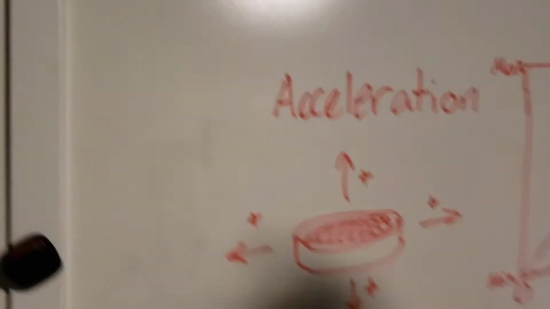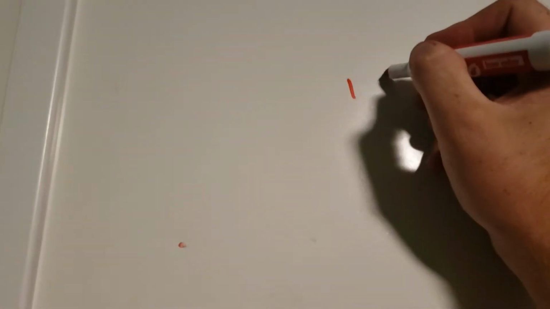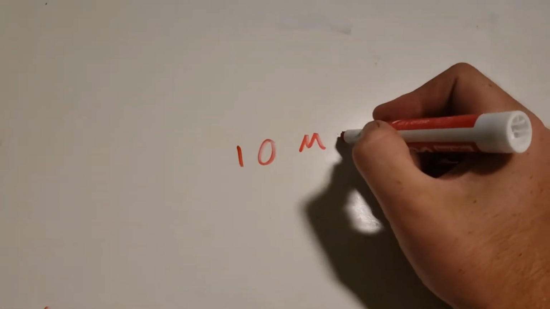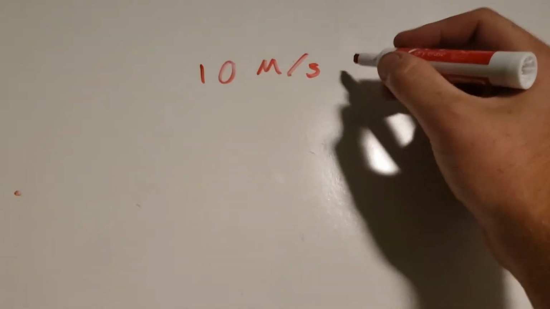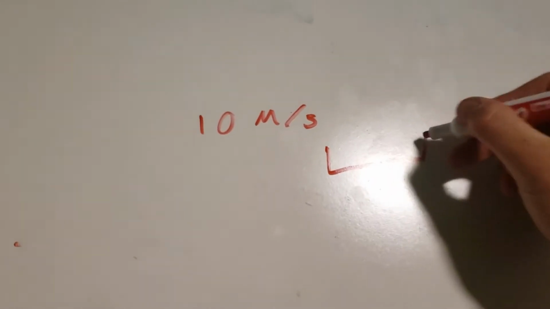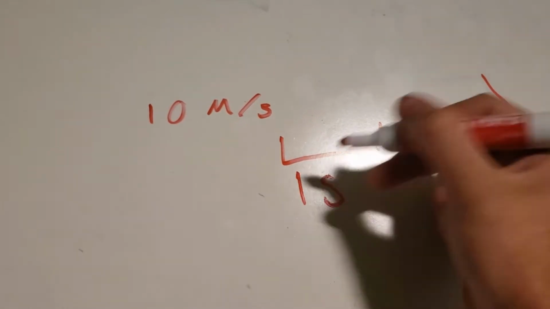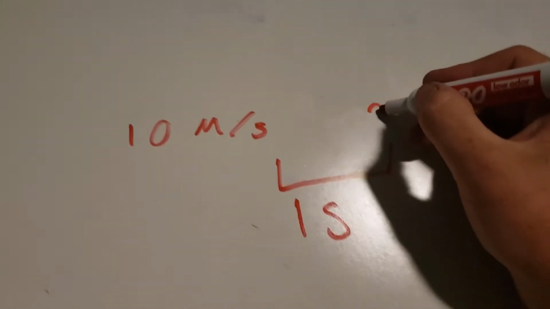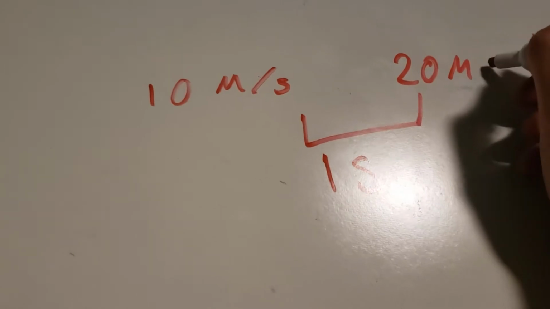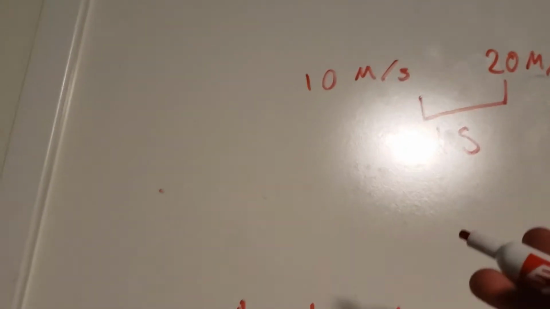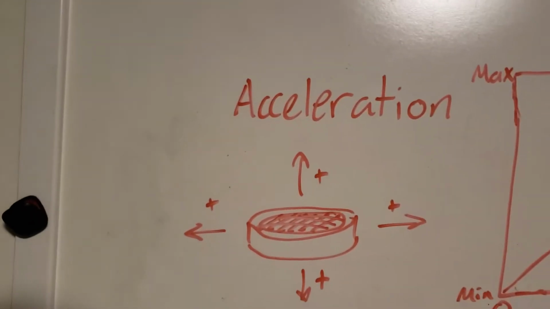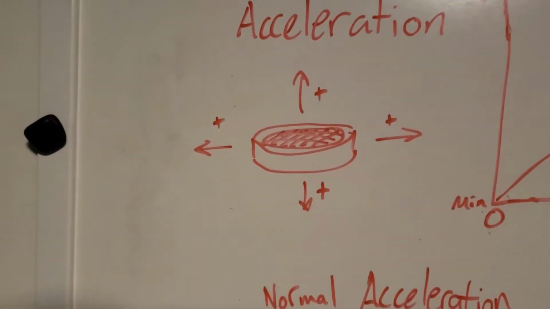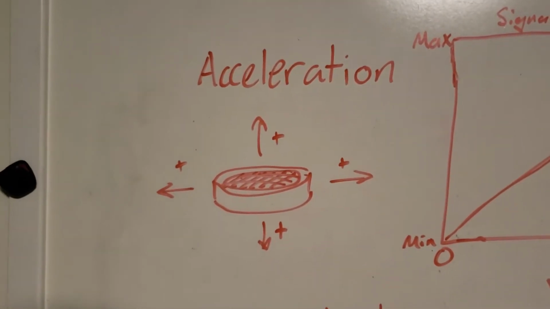So basically, let's say you're going 10 meters a second, and then in the span of 1 second, you go from 10 to 20 meters a second. That would register as 10 meters per second squared for an acceleration sensor. And it will detect this change in speed in any direction.